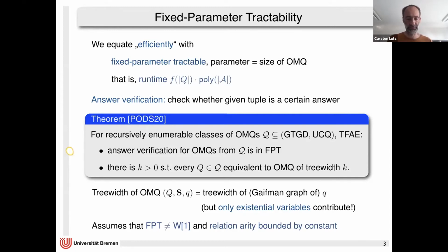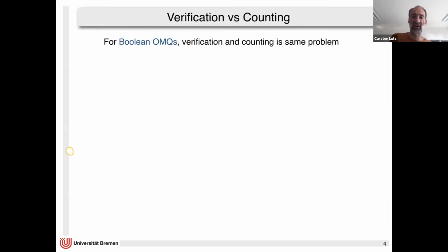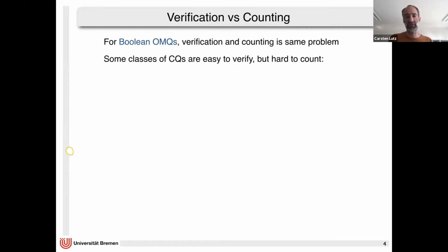Okay, if you view these results on verification as a starting point, also for understanding counting, then the natural first question is, how are verification and counting actually related? Well, there's one thing that is easy and obvious. If you take Boolean queries, then verification and counting are, of course, the same problem. A count of 1 means true, a count of 0 means false. But this is not the case for queries that have answer variables. In particular, there are classes of queries that are easy to verify but hard to count.